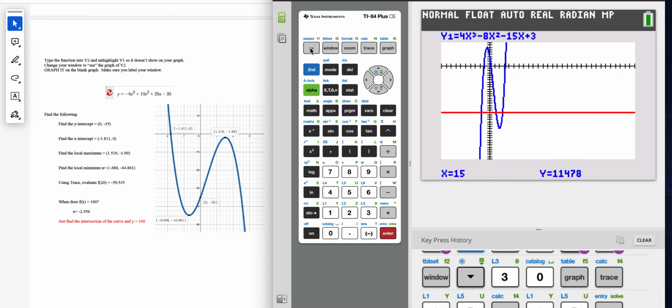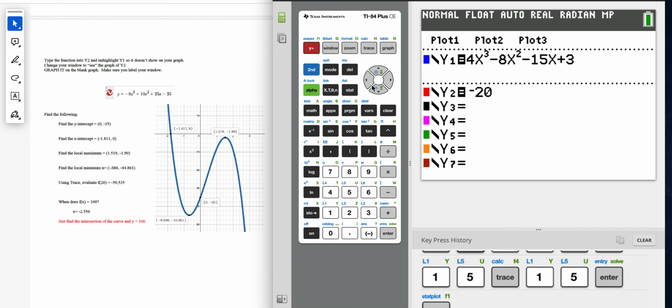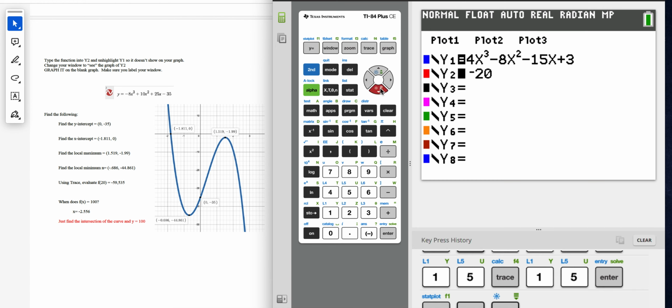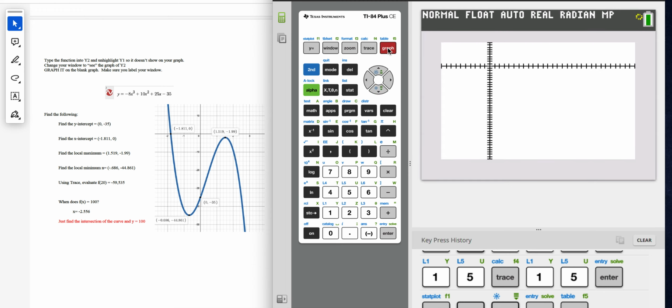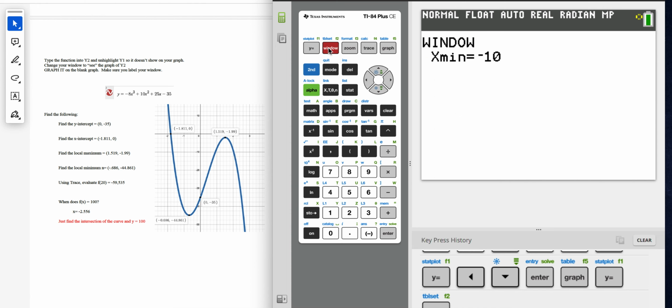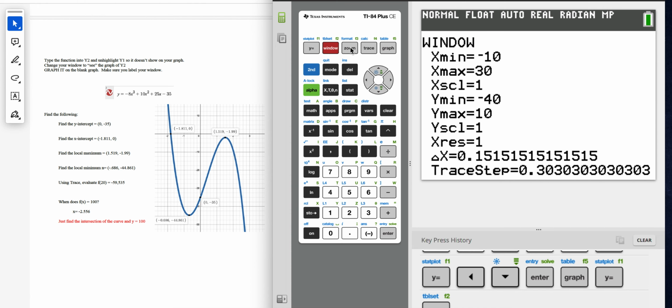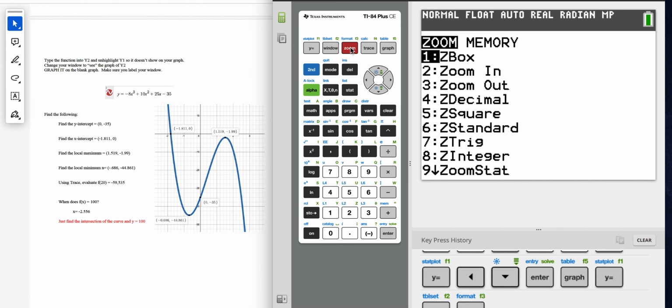Okay? If you only wanted to see one of the curves, you could go back over here. You could just delete it, or you could highlight that right there and hit enter, and now the red won't graph. It'll just be the blue. Okay? Day one, learning how to work this. We learned y equals. We learned how to adjust the window. We can do zoom, and again, we can do zoom standard, which is the negative 10 to 10.